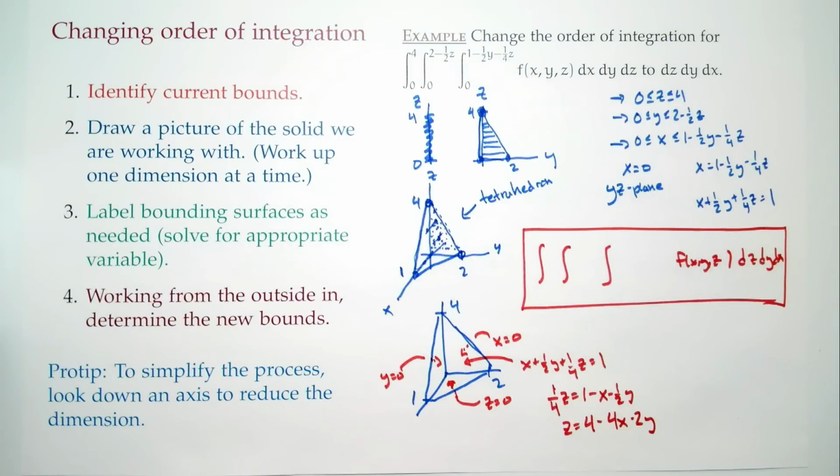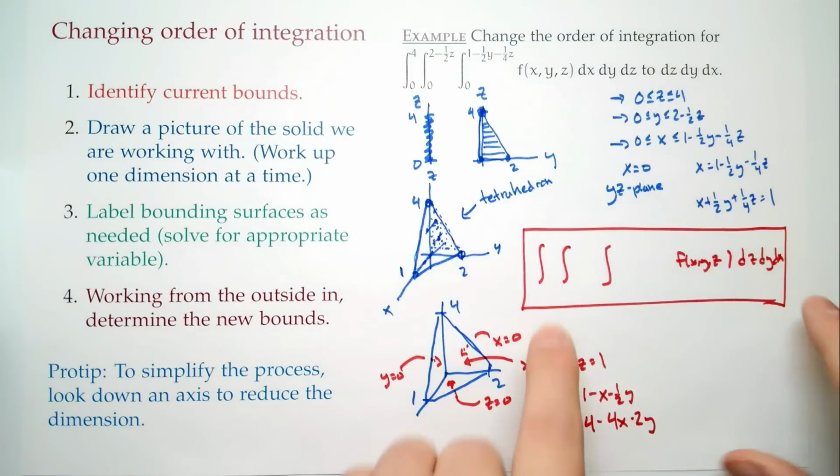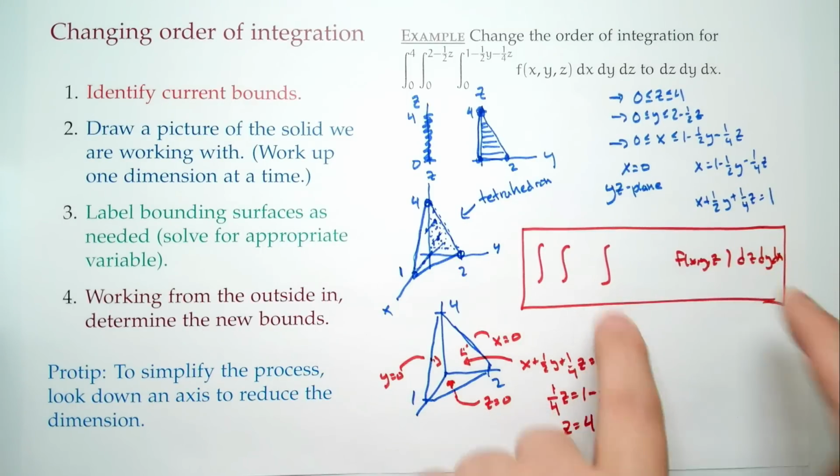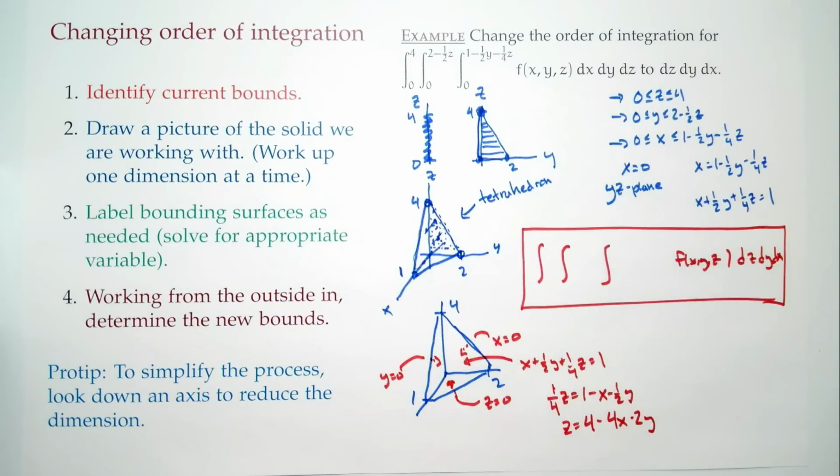Okay, so we're now ready for our last step, which is to actually start working on the bounds. We're going to start on the outer bounds, which are x bounds, then we'll go to y bounds, and then we'll go to z bounds. So how do we start? Well, the last thing I'm going to worry about is the z.